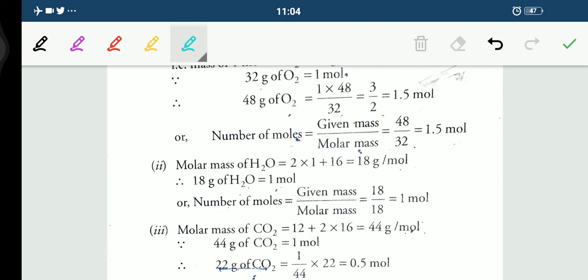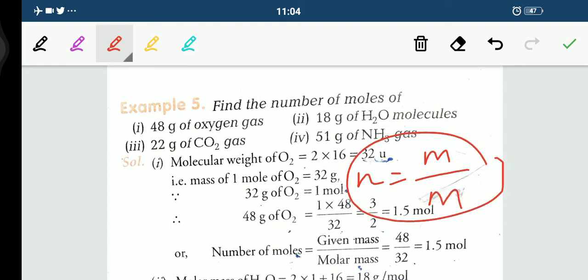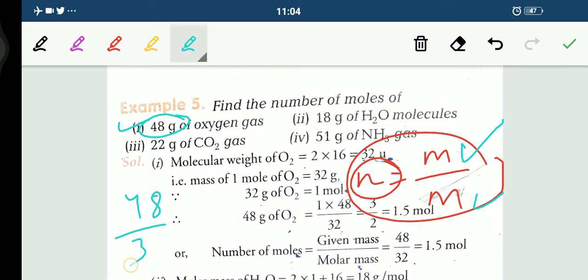I hope it is clear. So this was your unitary method. And what about if we have to do it by the direct method? That is, number of moles is equal to given mass upon molar mass. So if we use this formula, we just directly apply the formula, given mass upon molar mass. What is the given mass in this first case? 48 gram. So just write down 48. Similarly, what will be your molecular mass? We have already calculated it, it is 32. Simply cut it down and your answer comes out to be 1.5 mole.